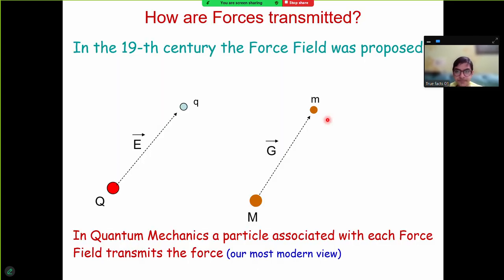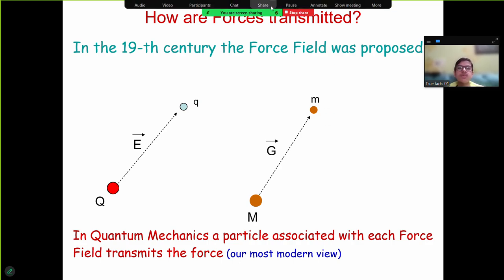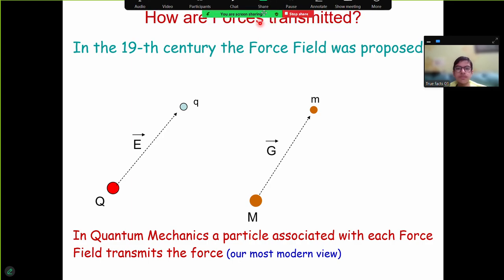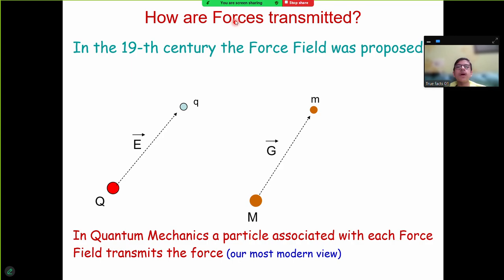So let's move ahead. How are forces generally transmitted? In the 19th century, the force field was proposed. And in quantum mechanics, a particle associated with each force field transmits the force, which is our modern view. Because in quantum mechanics, we believe that a particle associated with any force, through its field, is actually transmitting the force around. That's how forces are transmitted according to quantum mechanics.